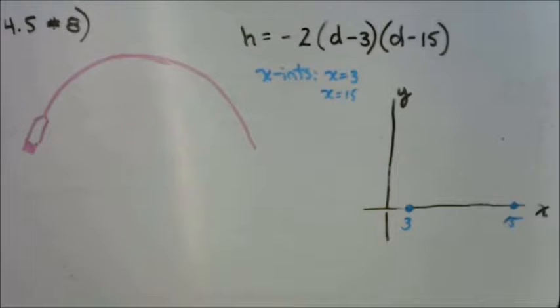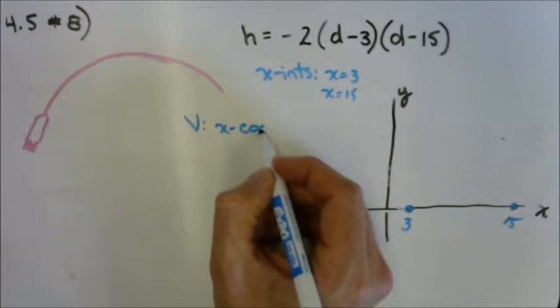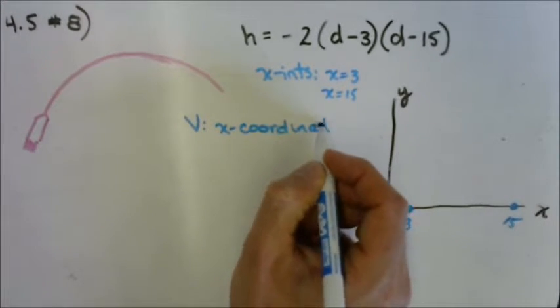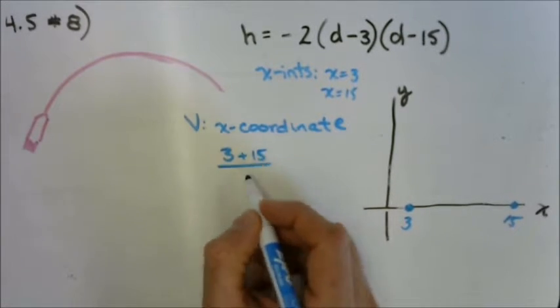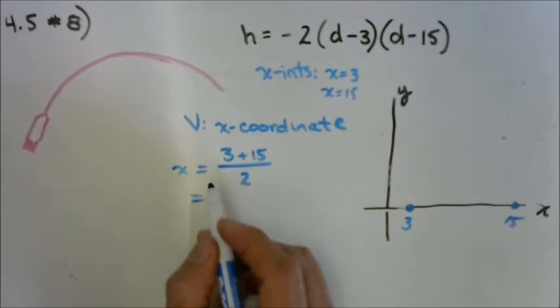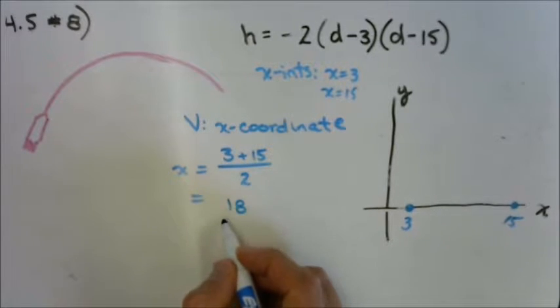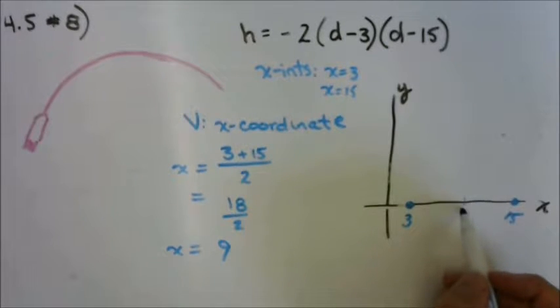Well, what else would be helpful in sketching the graph of this equation? Knowing where the vertex is. Okay? So I use the same old strategy when I'm finding my vertex as we've done before. For the vertex, I can find the x coordinate by taking the mean of my x-intercepts. So 3 plus 15 is 18, divided by 2, x equals 9. So I know that my vertex is somewhere along this line, right where x equals 9.